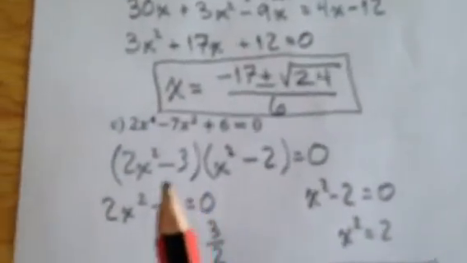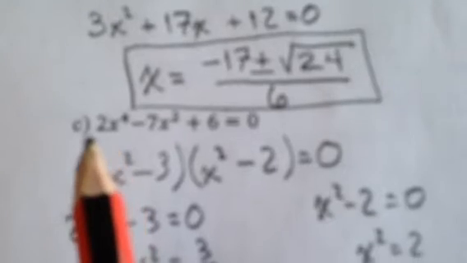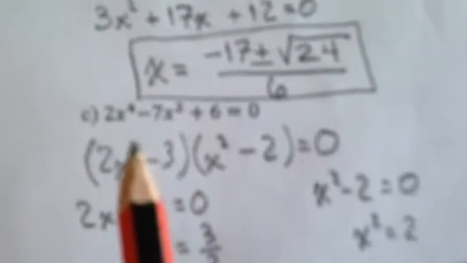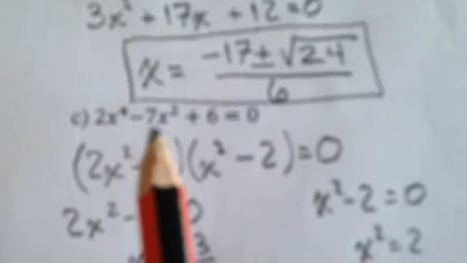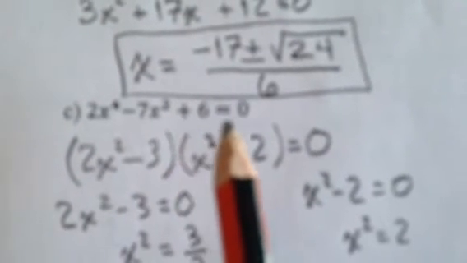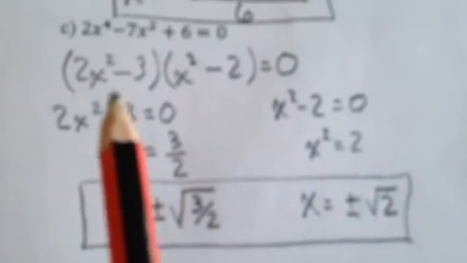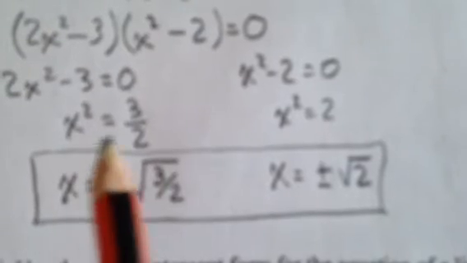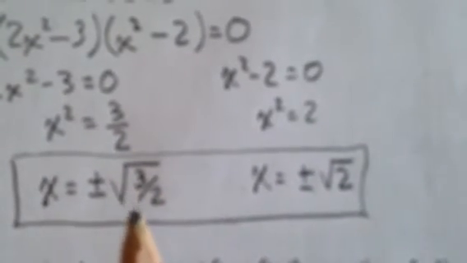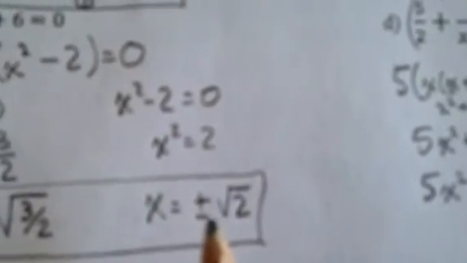All right. Here's an equation in quadratic type. It's not a quadratic equation, but it is in quadratic type. That's 2x to the 4th minus 7x squared plus 6 equals 0. It factors like a quadratic. You get your solutions. 2x squared minus 3 is 0. So x squared equals 3 halves, and x is plus or minus the square root of 3 halves. Over here, x is plus or minus the square root of 2.